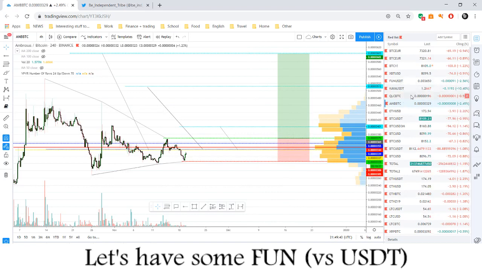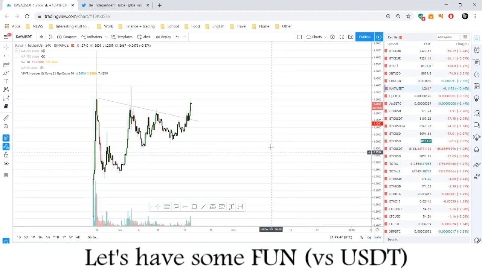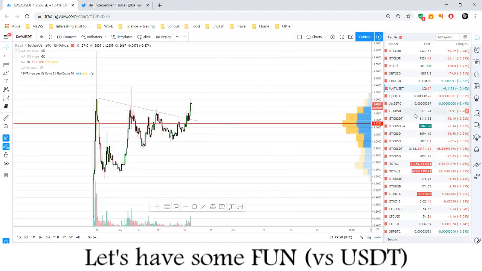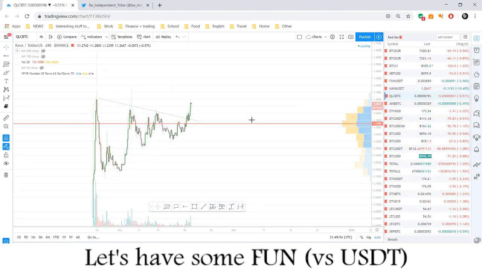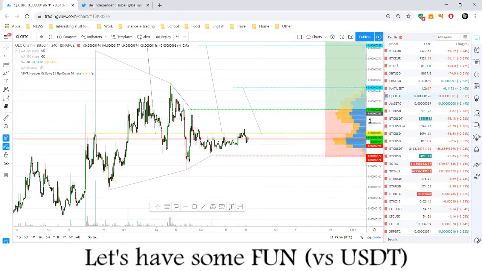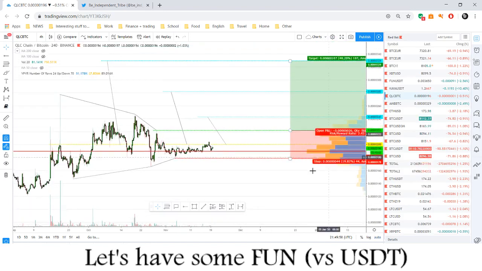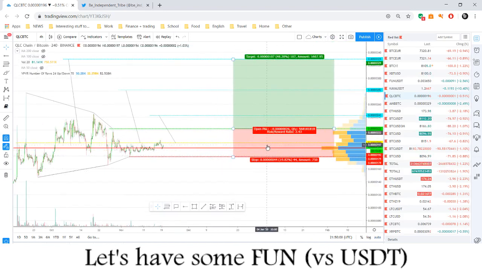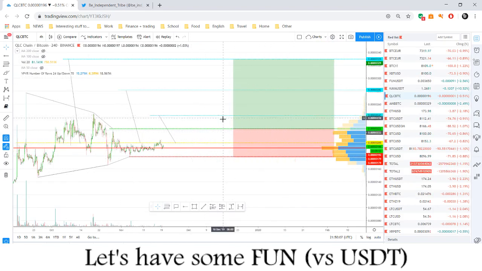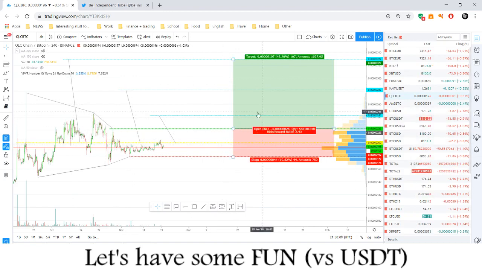Got fun today. And I was not watching Kava, but it really already went, in my opinion. I was a bit too slow on that one. And if you are looking for a smaller risk reward setup, which I wouldn't personally take because it's below 3, as I said in the beginning of this video, you have QLC BTC as a potential trade idea as well.